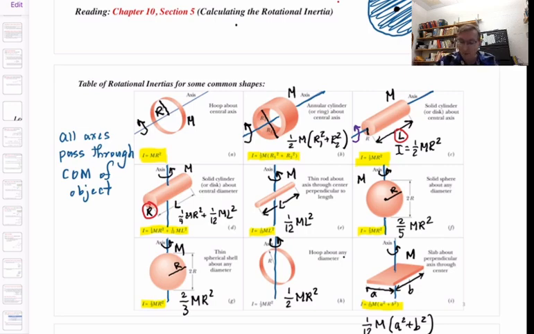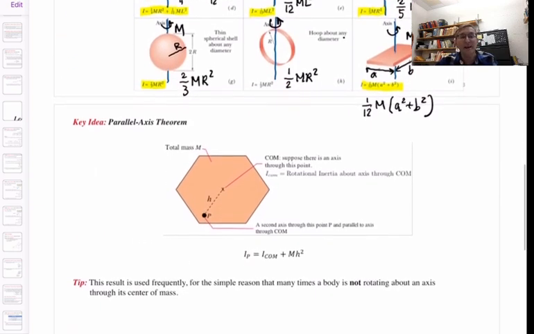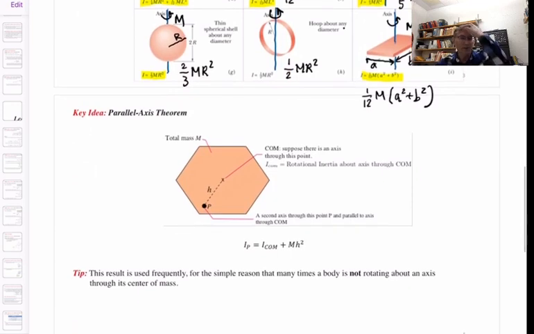Now, let me springboard off of that idea and point out that we very commonly have a situation that violates what I've just been talking about. We have a rigid body rotating about an axis of rotation, but the axis of rotation is not through the center of mass. So even if it's a nice simple shape, I can't directly use that table I just showed you. What am I supposed to do? All right, let me show you with the shape here that I've got.